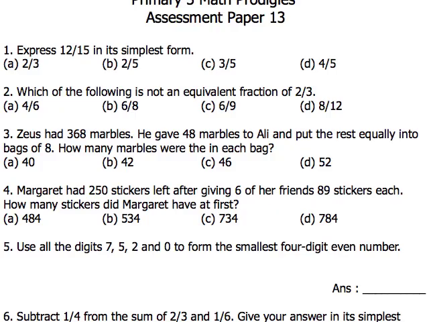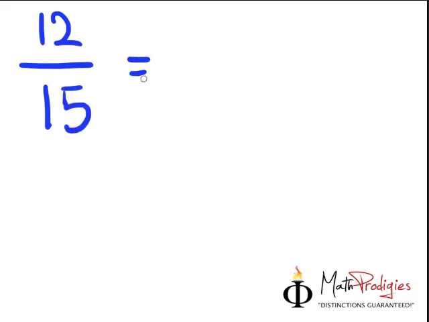It says, express 12 over 15 in its simplest form. Now when someone says simplest form, what they are trying to ask you is, can I make this lower? In other words, can I make this smaller? Okay, so in this case, when it comes to fractions, we have to divide the numerator and the denominator by the same number in order for it to be equally smaller.